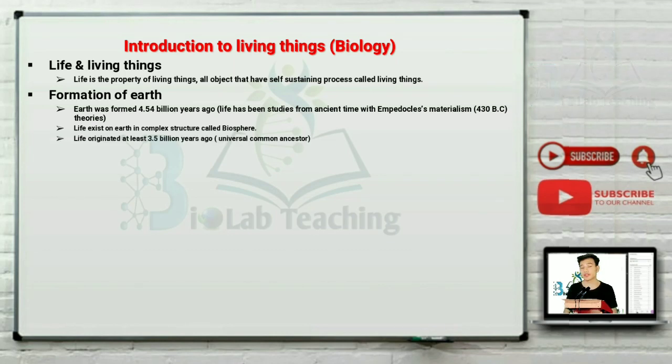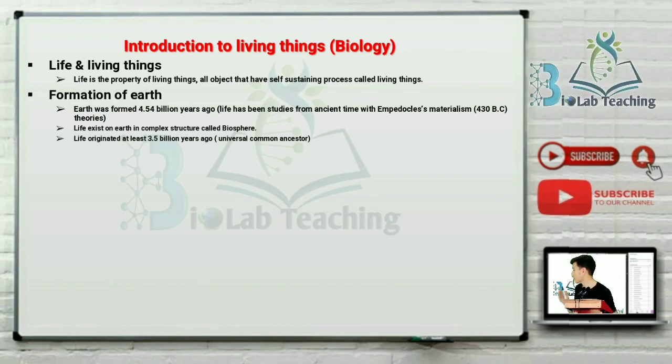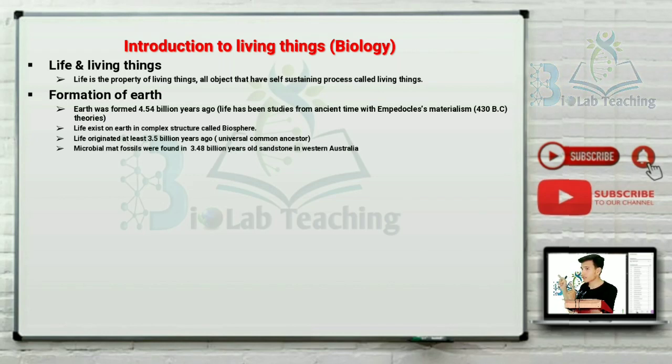When did life originate? Life originated 3.5 billion years ago. Universal common ancestor: what does it mean? It means that all living things in the universe have one common ancestor that originated 3.5 billion years ago. What proof do scientists have, and why do they estimate that life originated 3.5 billion years ago?